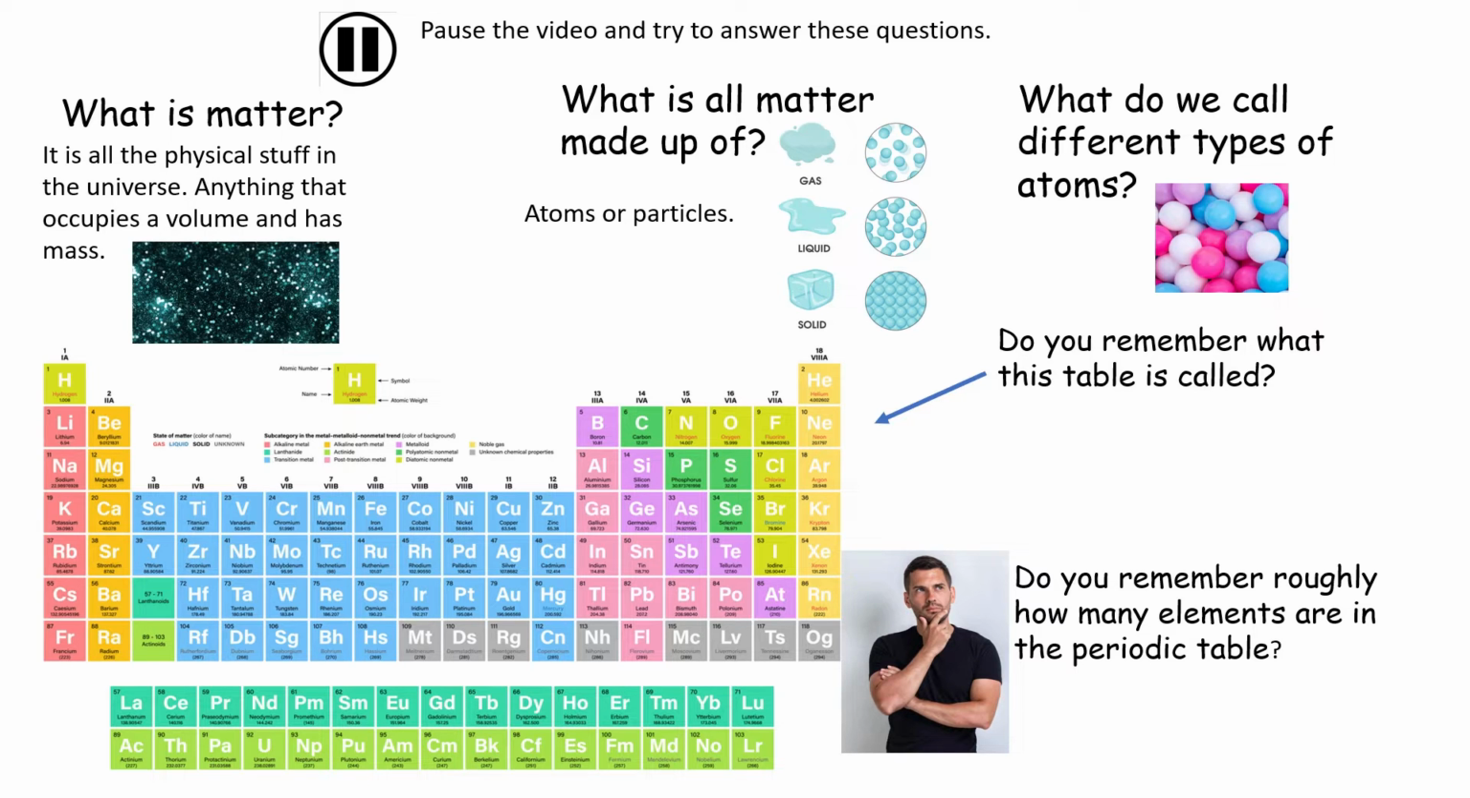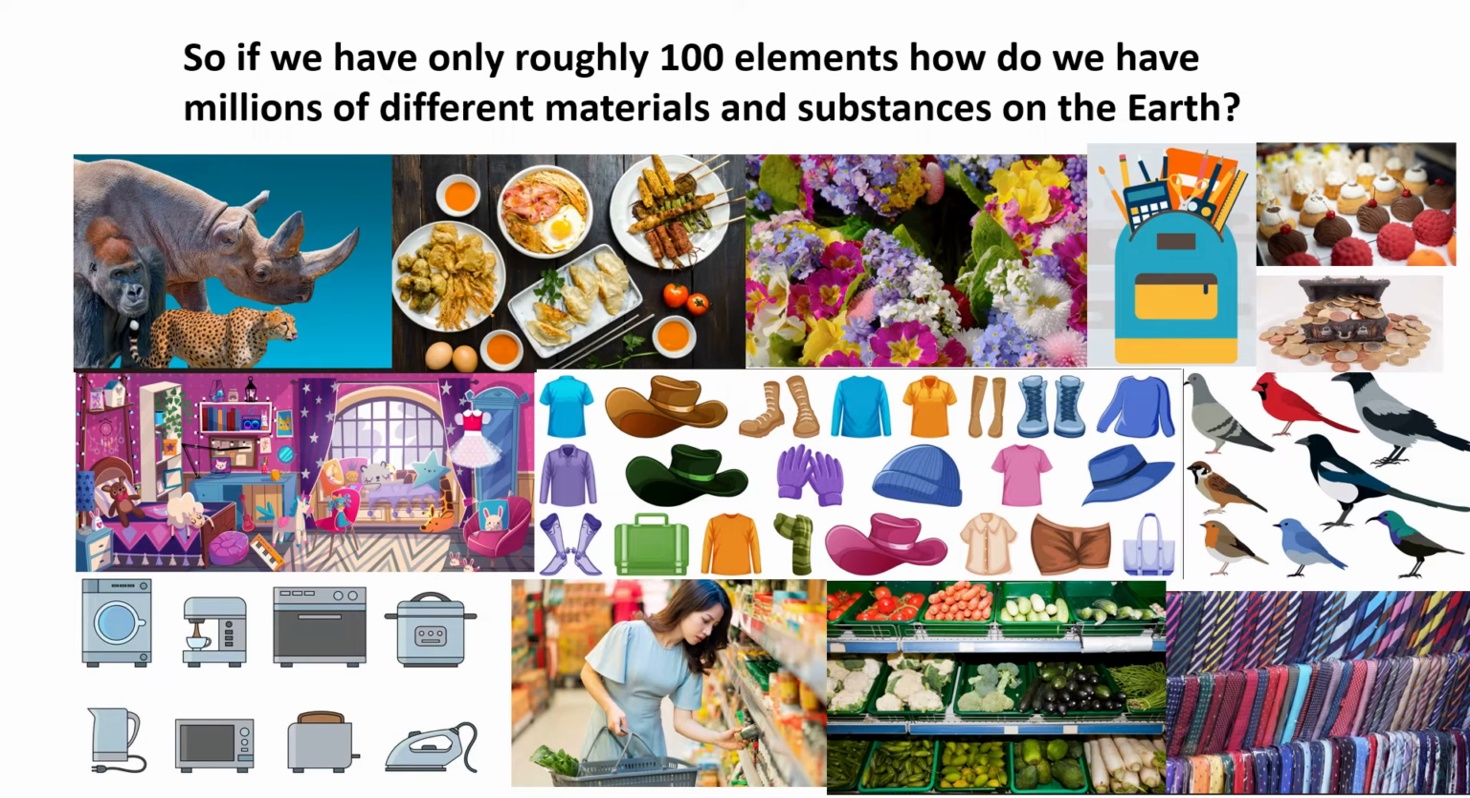And what do we call different types of atoms? They're called elements. Do you remember what the table is called? This is the periodic table of elements. And do you remember roughly how many elements are in the periodic table? That will be 100.